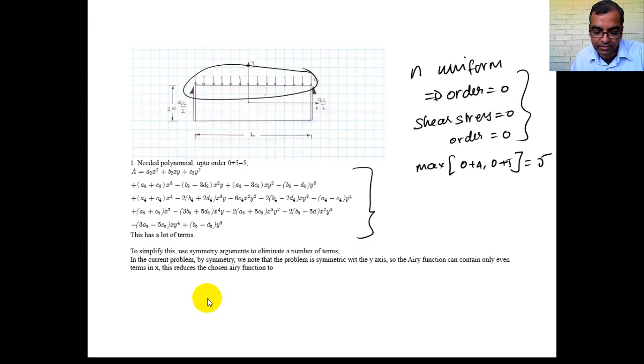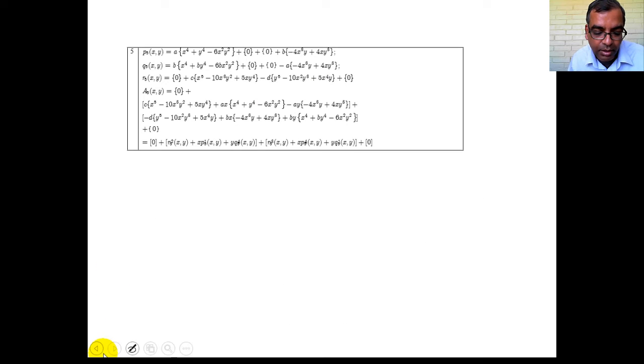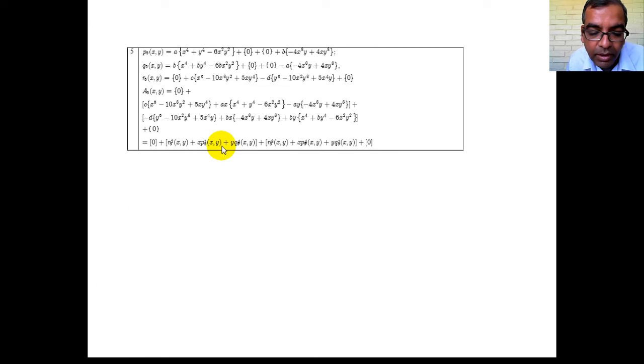How did I get this? I will show you. I got this by going to my table and picking everything up to 5th order. There, all these things up to 5th order. Okay, that's all I did.